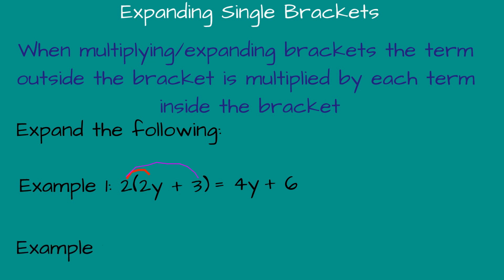Looking at example 2, we have minus 3 times the bracket 4x minus 1. Minus 3 times 4x is minus 12x. And minus 3 times minus 1 is positive 3. Giving us an answer of minus 12x plus 3.